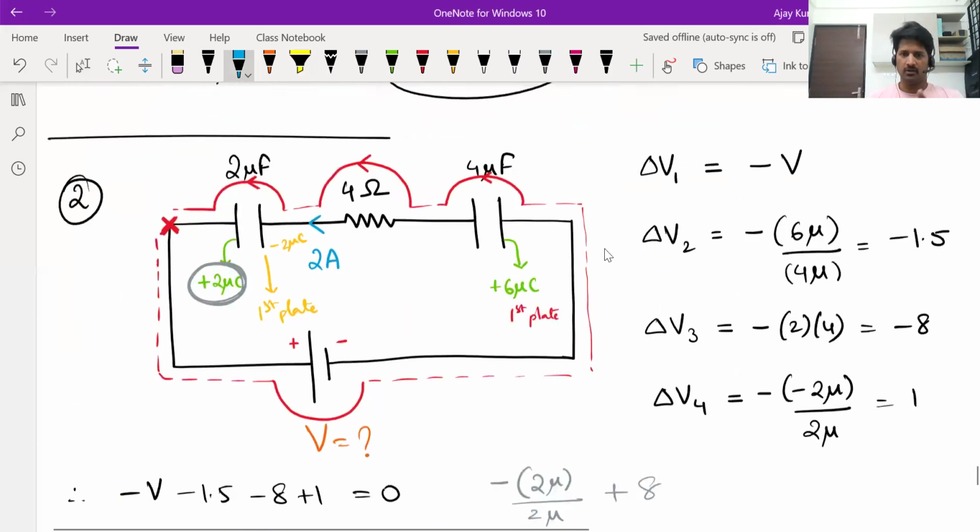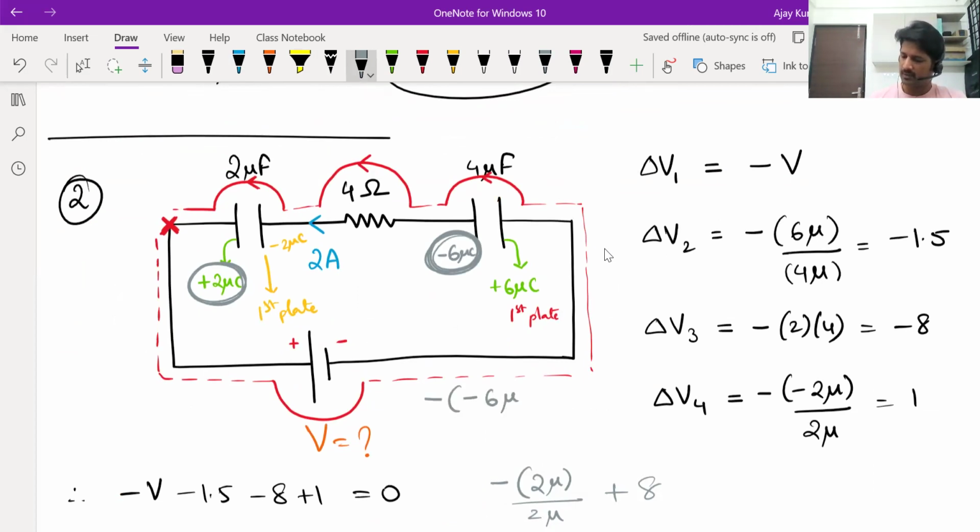Now, when you are moving clockwise, the first plate you come across is this one. And that will have a charge of -6, right? Then you will write the potential change as negative of charge on the first plate divided by capacitance. And the minus minus will cancel. It will become plus. Yes, sir. So always remember it as negative of charge on first plate divided by C. It will always work.